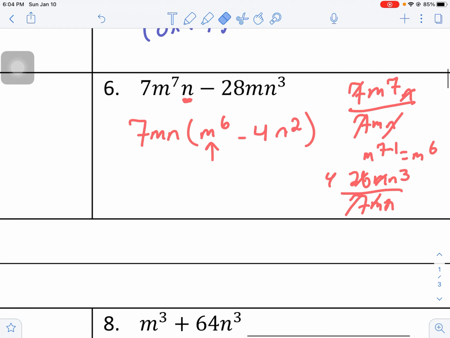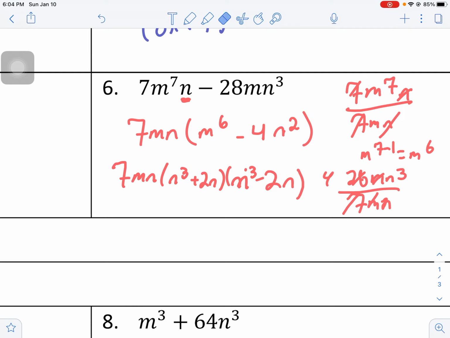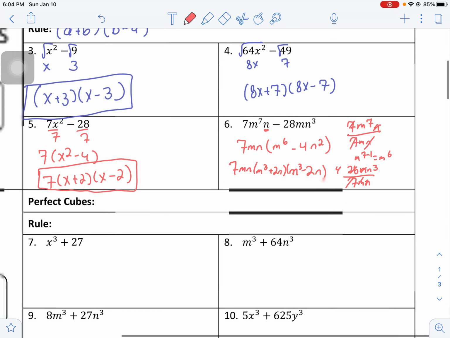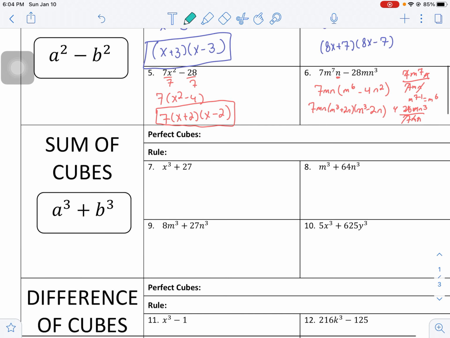All right. Now that we have our difference of squares, we just need to factor that, right? So square root both, that's going to be m cubed, 2n, so 7mn, m cubed plus 2n, m cubed minus 2n. Sorry, this should be an m in front, m cubed. Okay, that's our difference of squares. Again, not much has changed there.